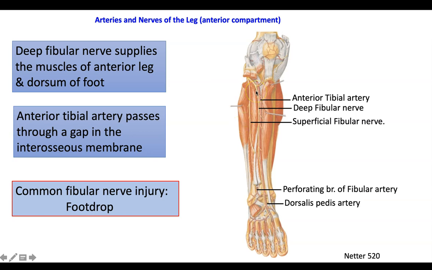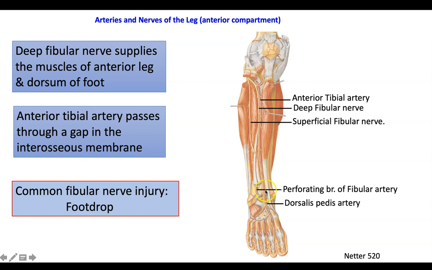The blood vessel of the anterior compartment is the anterior tibial artery. Anterior tibial artery is one of the terminal branches of the popliteal artery. It enters into the anterior compartment of the leg through the gap or opening which lies on the superior aspect of the interosseous membrane. See, this is the opening. So the anterior tibial artery enters through the gap over the interosseous membrane, and then it courses with the deep fibular nerve in between these muscles.